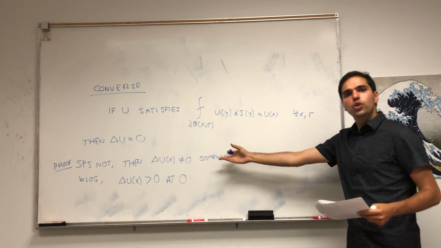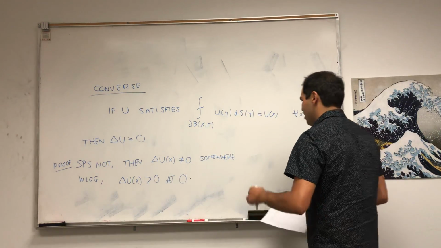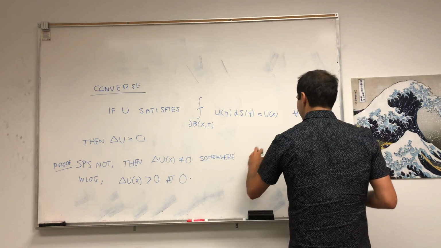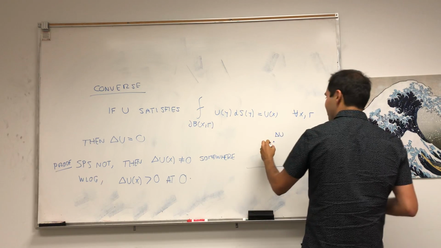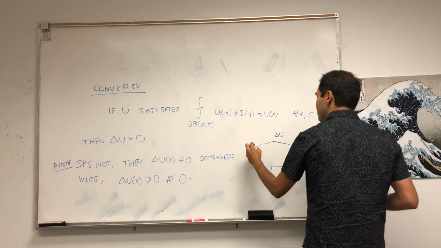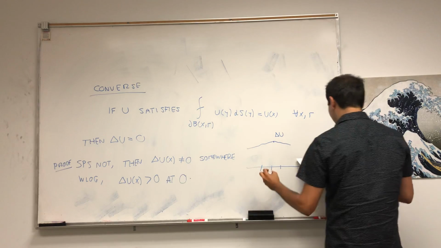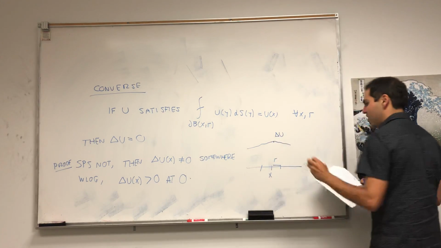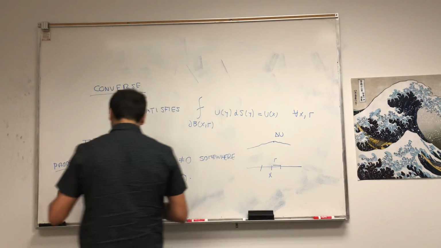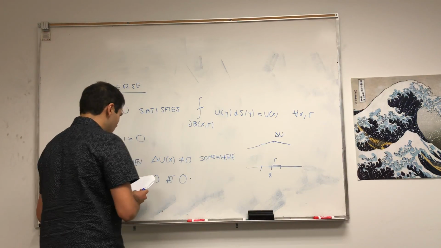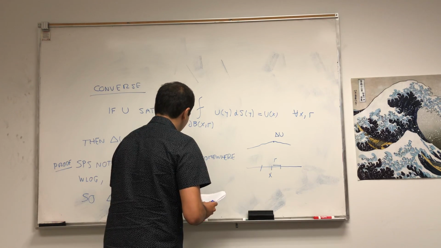And now, assuming u is smooth enough, so assume u is C2, which means this function is continuous. Let me just draw a little picture. So we have the Laplacian of u at x is positive, and because this function is continuous, around x, it's also still positive. So if this is a ball centered at x with radius r, the Laplacian of u is still positive. So the Laplacian of u is positive on B(x, r) for some r.